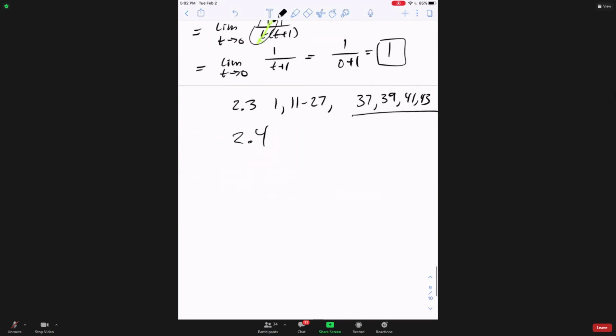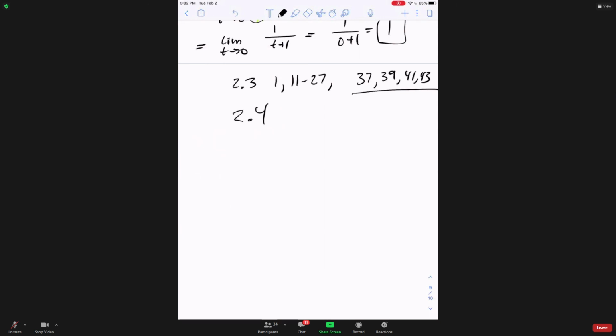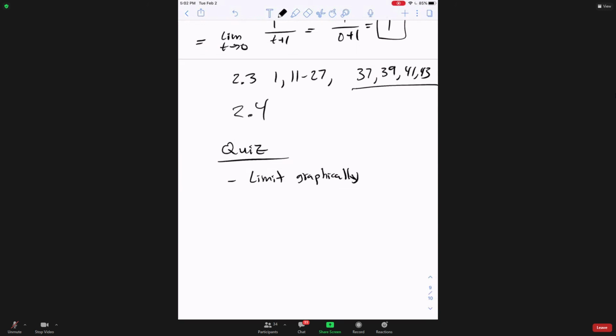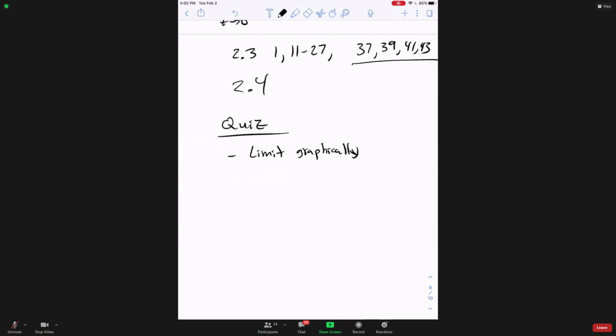Now, as far as the quiz on Thursday, I'm not always going to be this specific, but I'll tell you what the quiz will be on this Thursday. You should be able to find the limit graphically. If I give you a graph and I say find the limit as x approaches whatever, you should also be able to graph a piecewise function.